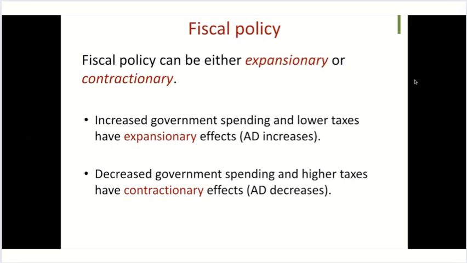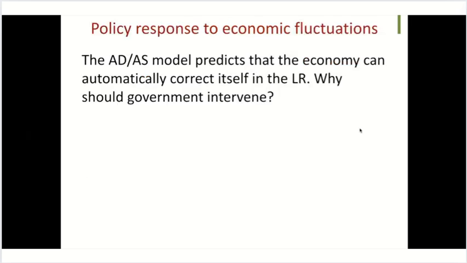As you remember from past units, the aggregate demand curve is comprised of consumption, investment, government spending, and net exports. So when we increase government spending, we're going to increase the aggregate demand curve. For contractionary effects, we will decrease government spending and raise taxes, as this will decrease the aggregate demand curve.